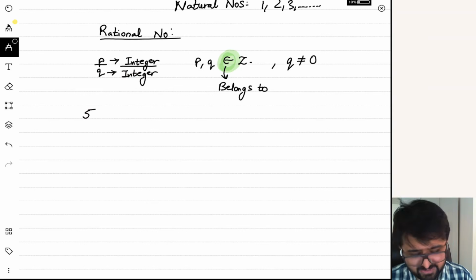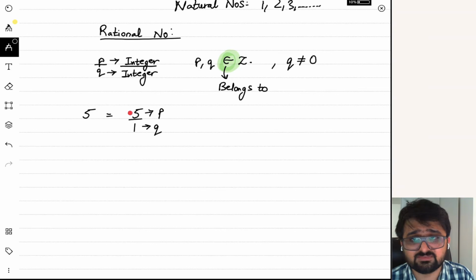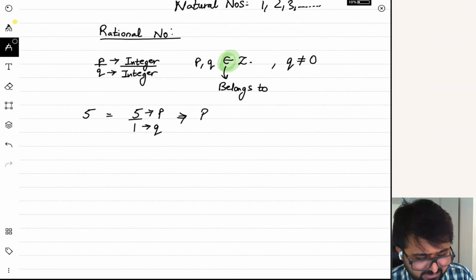Now let's take an example of a number, let's say 5. Number 5 can be written as 5 over 1, which means it can be written as p over q, where p is my integer and q is my integer. Hence, my number 5 is a rational number by definition.